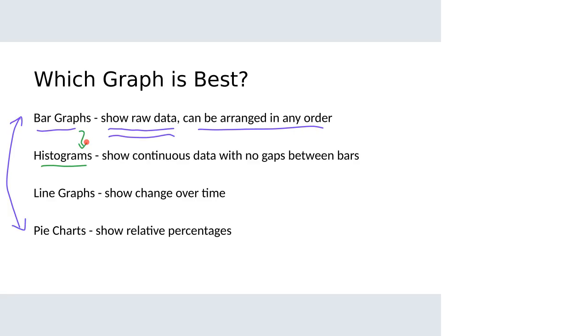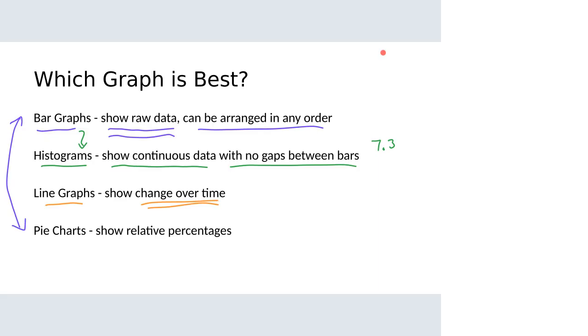A histogram is sort of a subset of bar graphs. It's a special type of bar graph where we have continuous data and we don't put any gaps between the bars. Again, more important down the road in section 7.3, but for right now, knowing it's a special type of bar graph with some special rules is what we're after. Line graphs, great for change over time. That's their strength because we can see ups and downs really nicely. We can see increases and decreases.